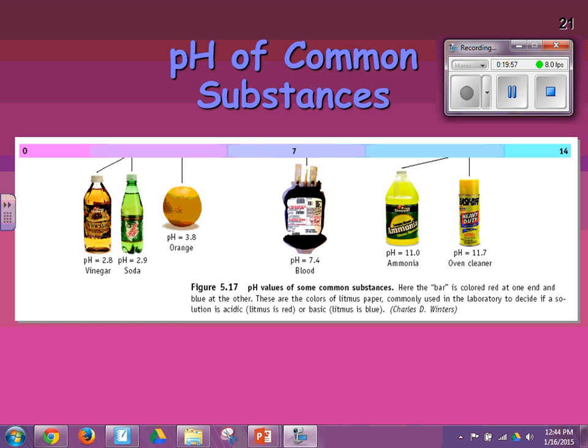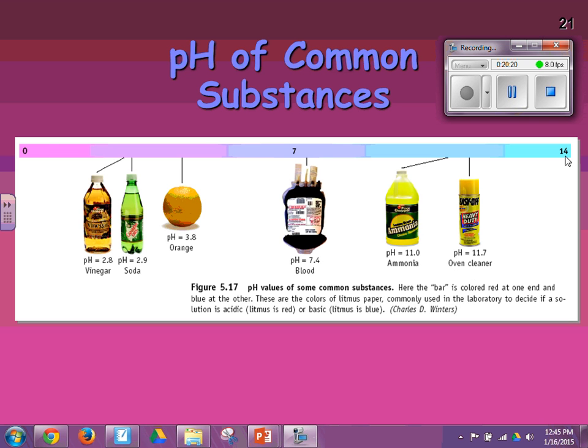But there's a fine line. If you're too acidic, the buffering in your system won't be able to compensate, and you could die. So just be careful with how acidic you're trying to make your blood when you do those things. Blood, obviously, with the buffers, tries to keep itself around 7.4. Then here are some heavy cleaners, ammonia, and even your oven cleaner if you spray that in there.